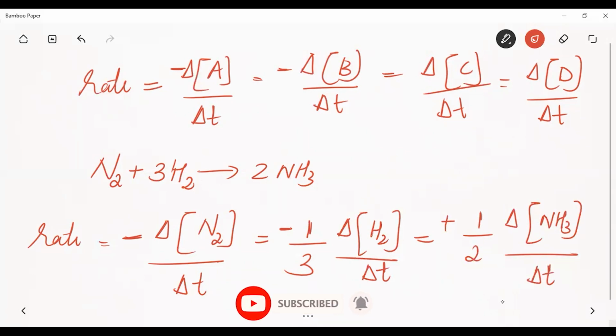Hope you understood. Okay, this is the rate of disappearance of nitrogen, and this is the rate of disappearance of hydrogen, and this is the rate of appearance of ammonia. That is the thing we understand from this equation. Hope you get it, right?